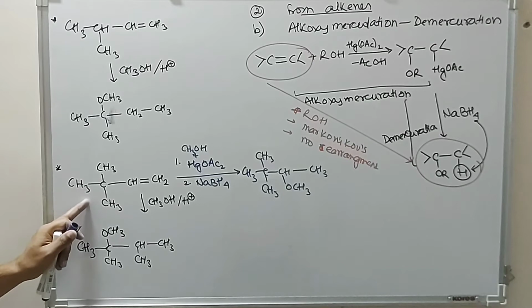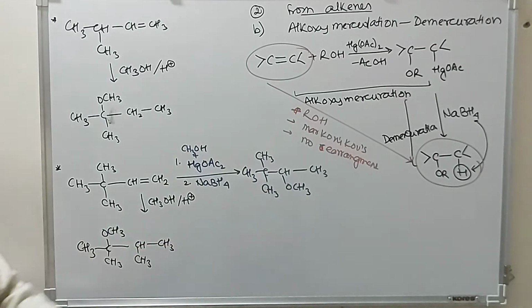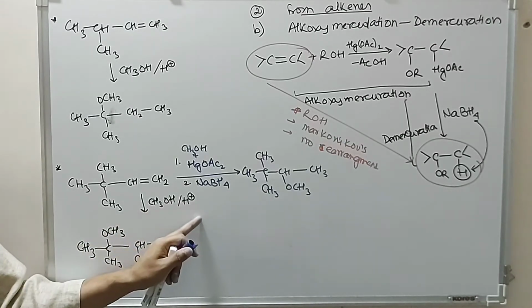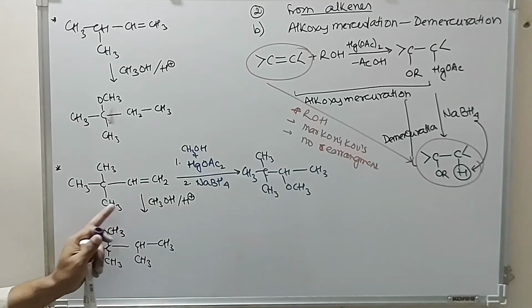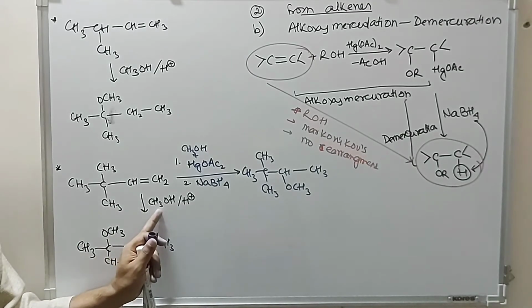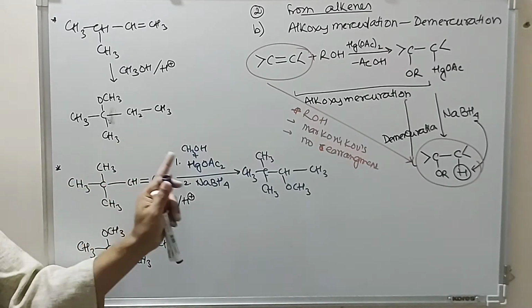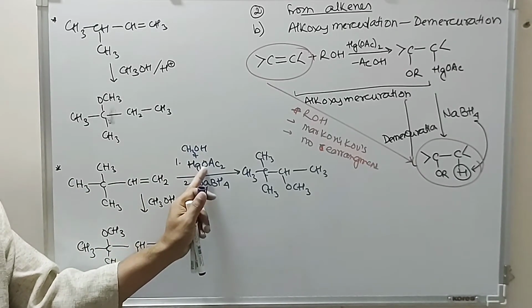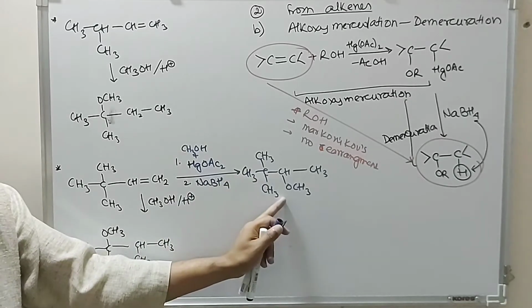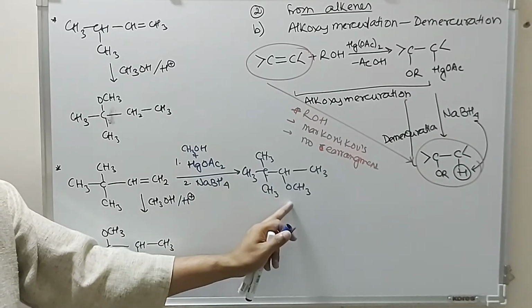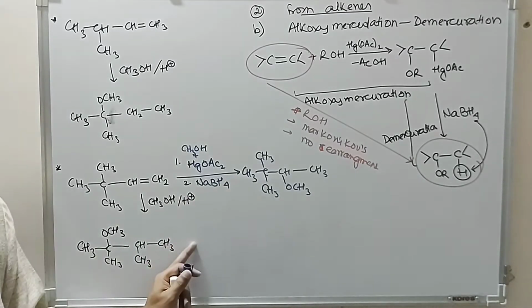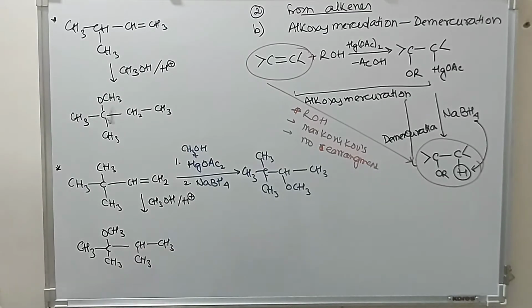So the same alkene can be converted into two different ethers depending on the choice of reagent that we use for the reaction. If we simply add alcohol in presence of acid, we get a rearranged product. Adding alcohol in presence of mercuric acetate followed by reduction, we get another ether, but there is no rearrangement product. In both cases, there is Markovnikov addition.